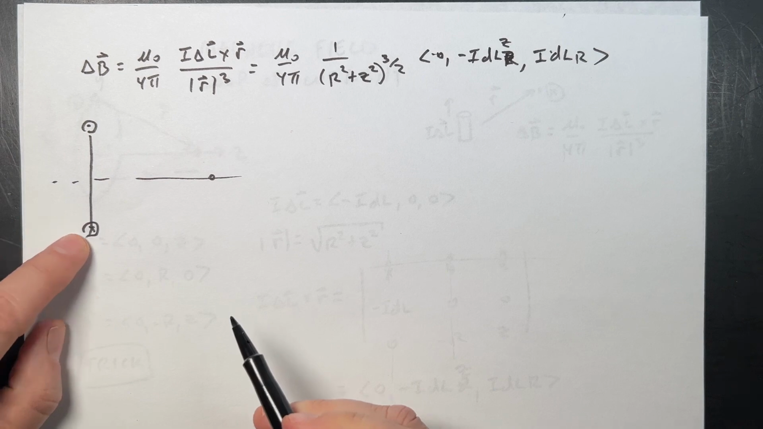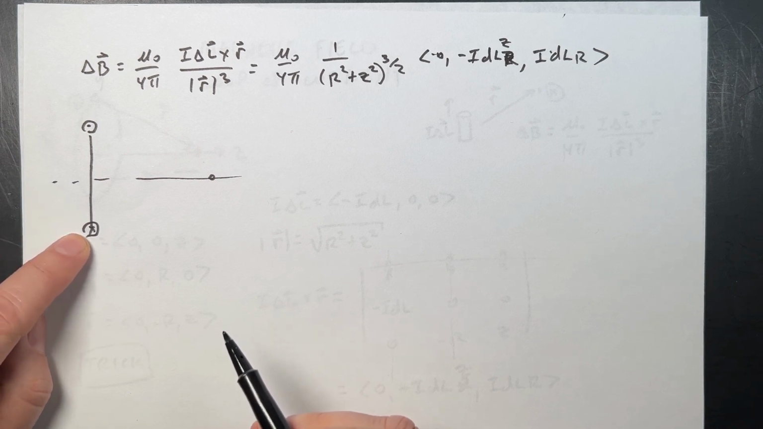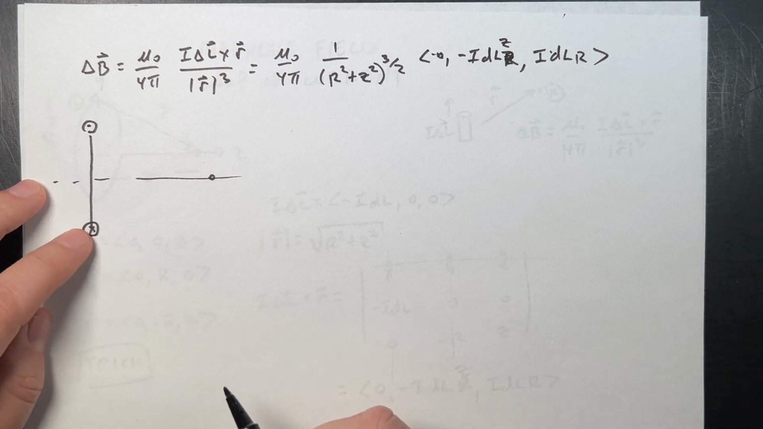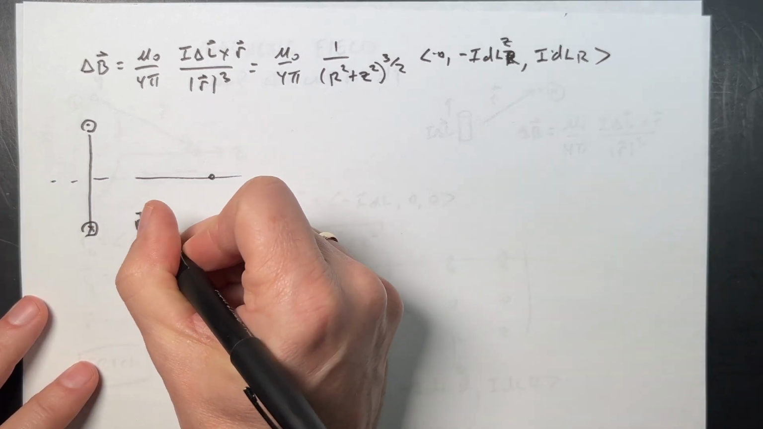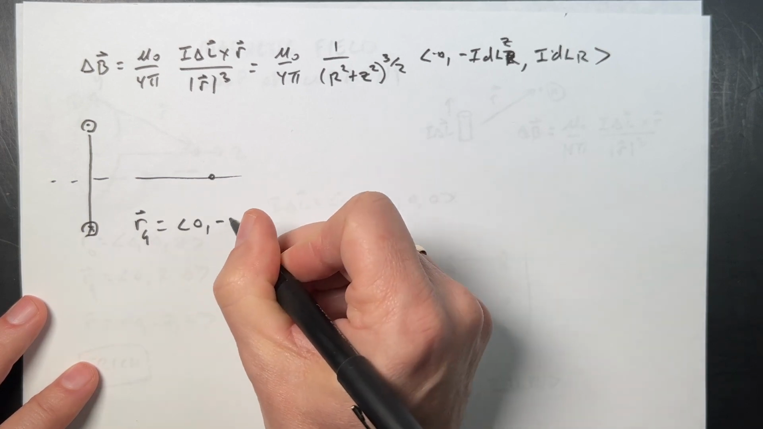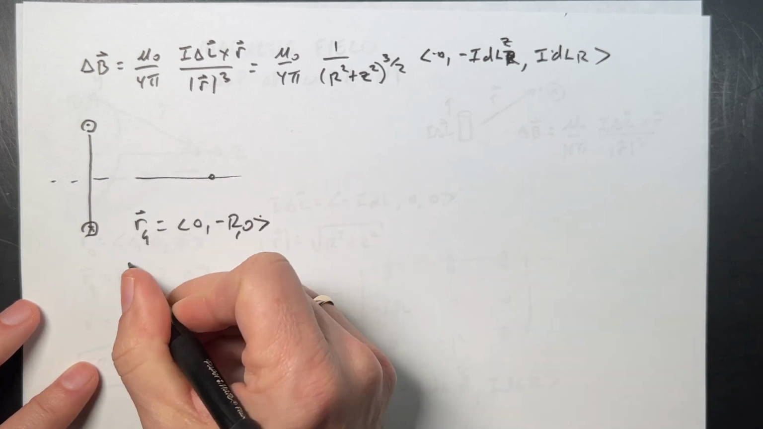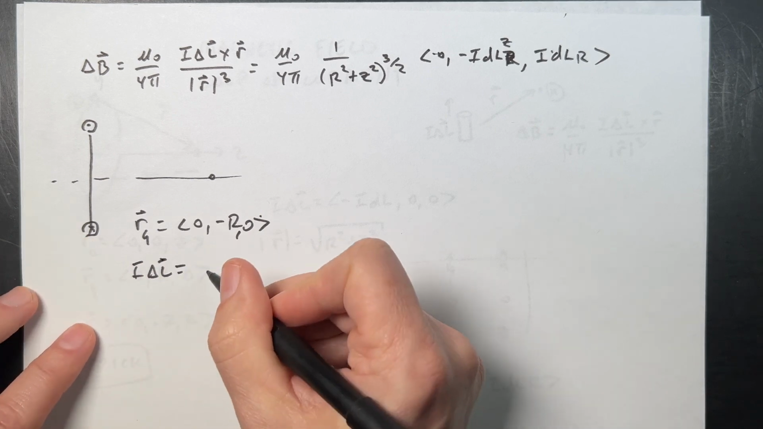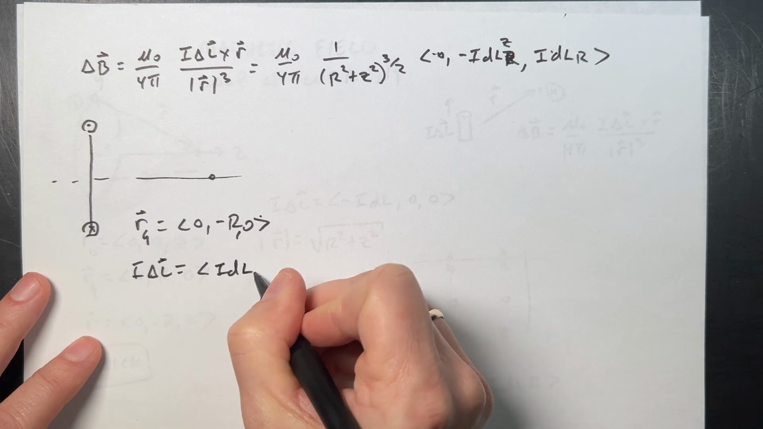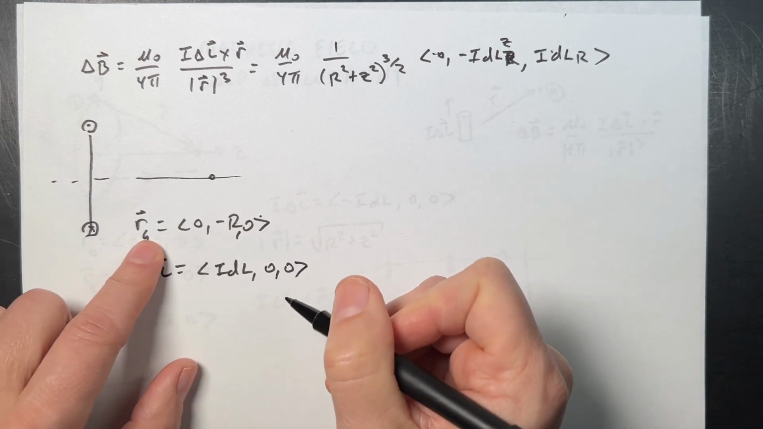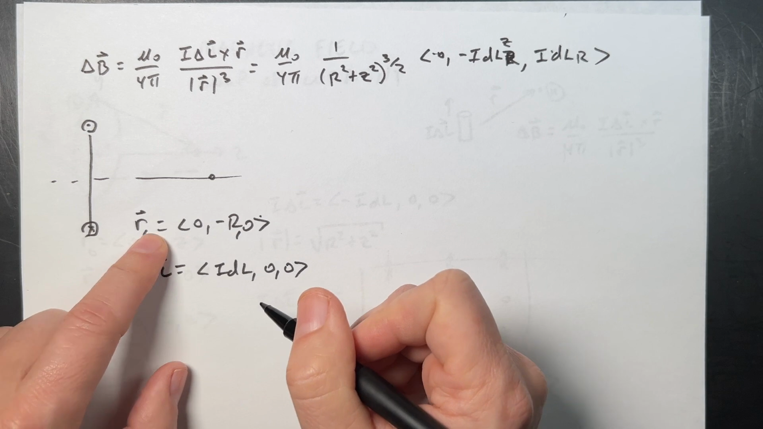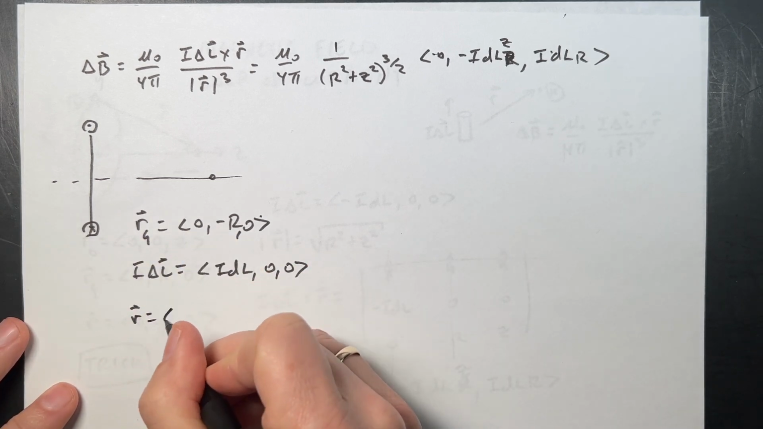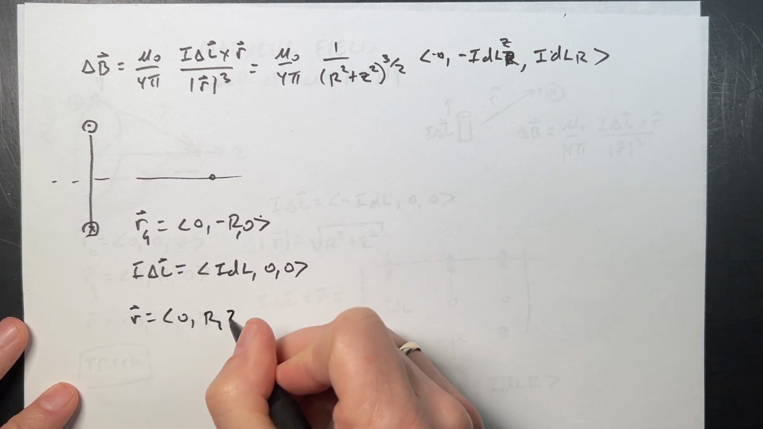So I want to now do the same thing for this piece down here. So let's do the whole thing again. The only thing that's different is the location of the piece and the direction of the current. So now I have RQ is equal to the vector 0, negative R, 0, and I delta L is going to be into the positive x direction. So it's I dl 0, 0. So this changes my vector r. It's going to be positive r. So r is going to be equal to the vector 0, r, z.